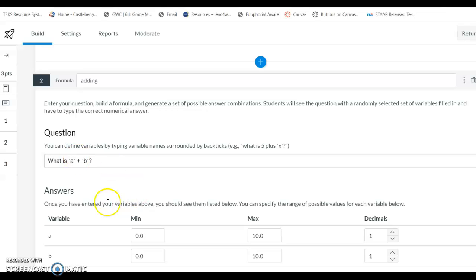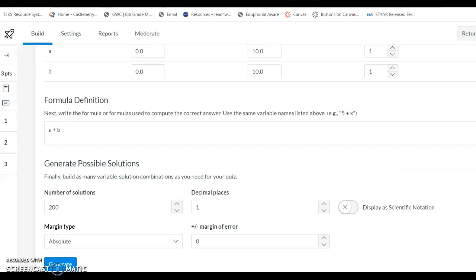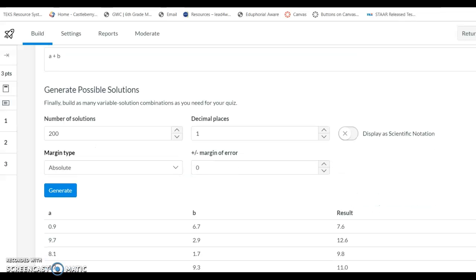So if I just want to do a basic addition problem where I'm adding two variables, I define A as numbers from 0 to 10 with 1 decimal, B as numbers from 0 to 10 with 1 decimal. You do have to perform the mathematics, so you have to say add A plus B. You can generate 200 different examples immediately, so you don't have to put in 15 different problems so students see different examples.